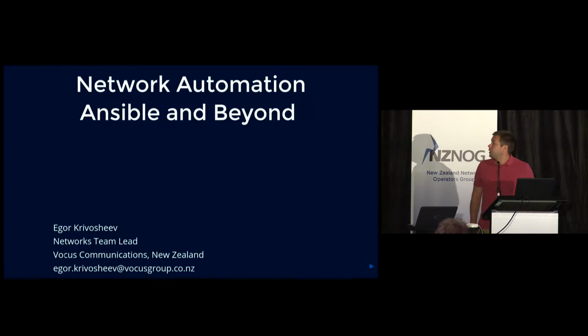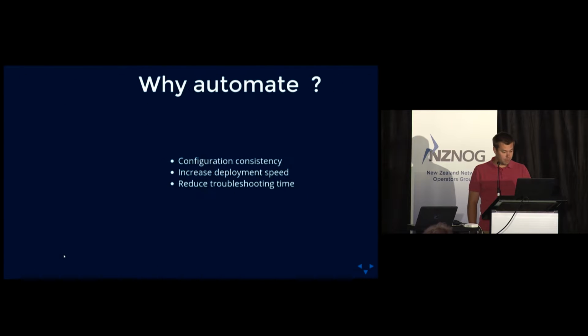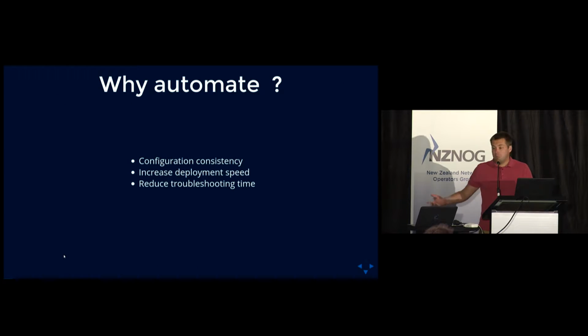So here we're going to talk about network automation with Ansible and what goes beyond Ansible as well. Well, the first one is why would you want to automate at all? For me, and I think for a lot of people, we're going to talk about the consistency of the configuration, increasing the deployment speed, and reducing troubleshooting time. They all sound like good reasons to me.